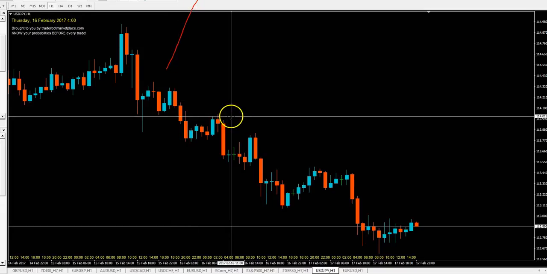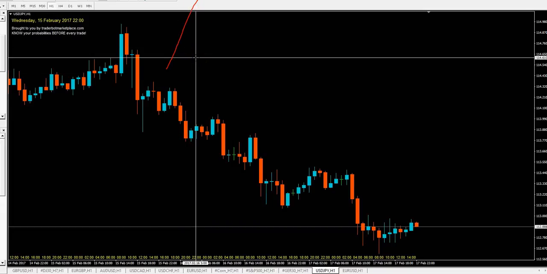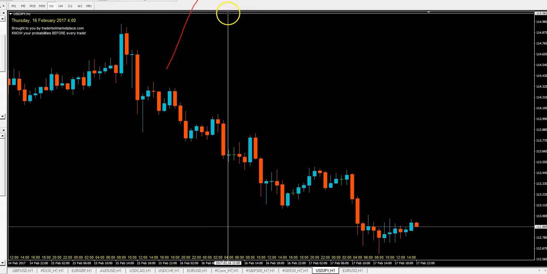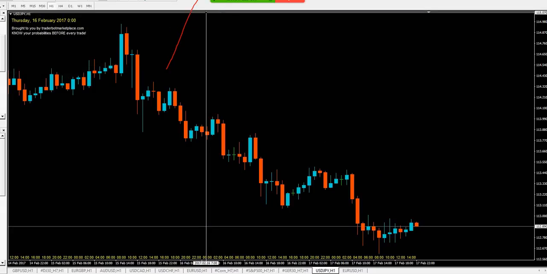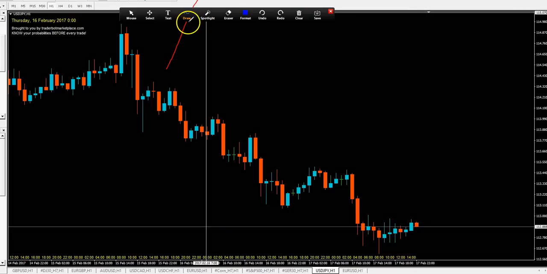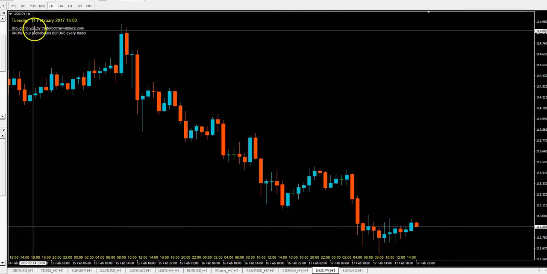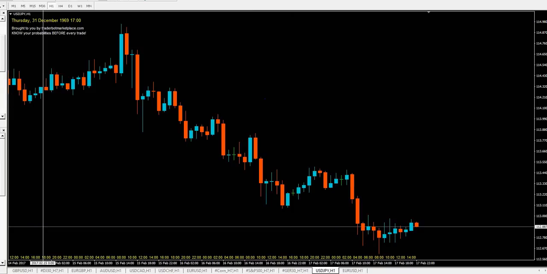What is this? I don't know what this red thing is. I don't know how to get rid of it. Hang on. There we go. Okay. We're on USD yen, 1 hour MACD. Okay, USD yen, 1 hour MACD.